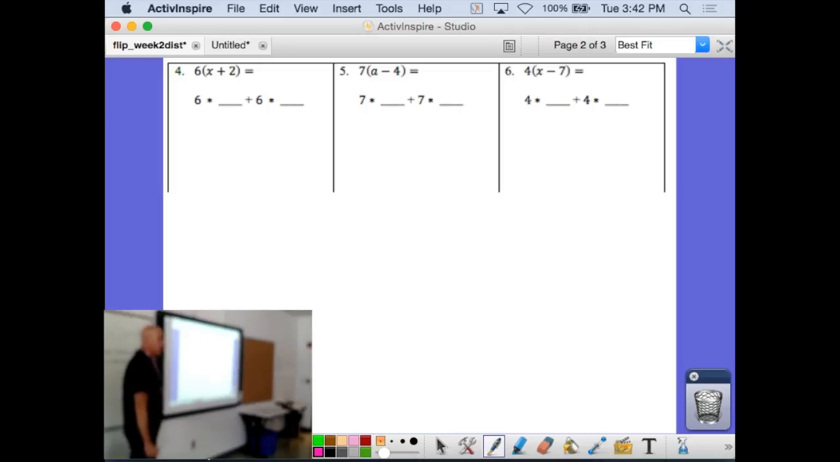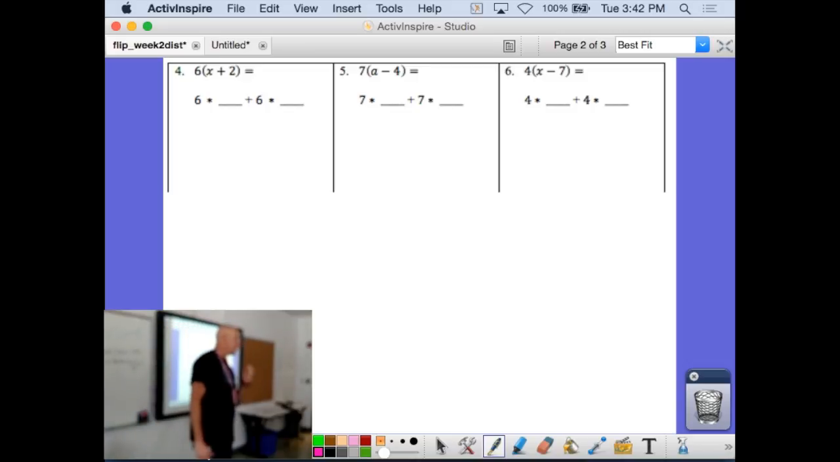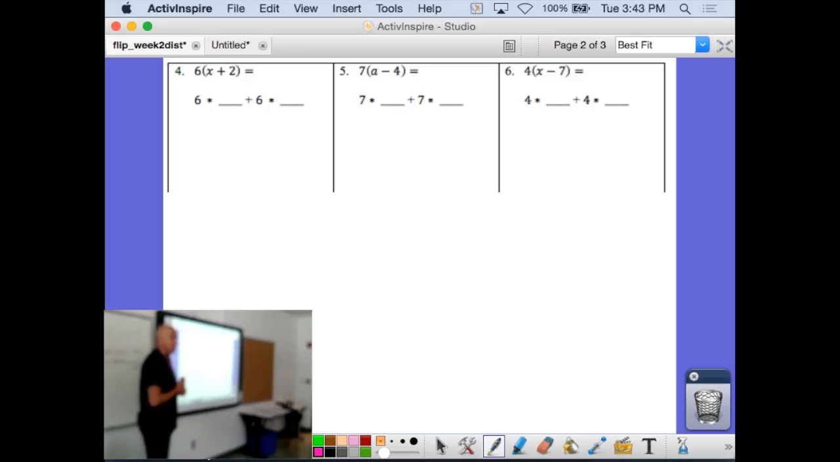We have a 6 and then an x plus 2. Can we add x plus 2? No. Why not? Because it's only variable. Okay, there's a variable and then there's a number. So, according to yesterday, we can only add what? What did we do yesterday? We were adding what? Like terms. Good. Okay? These are not like terms.